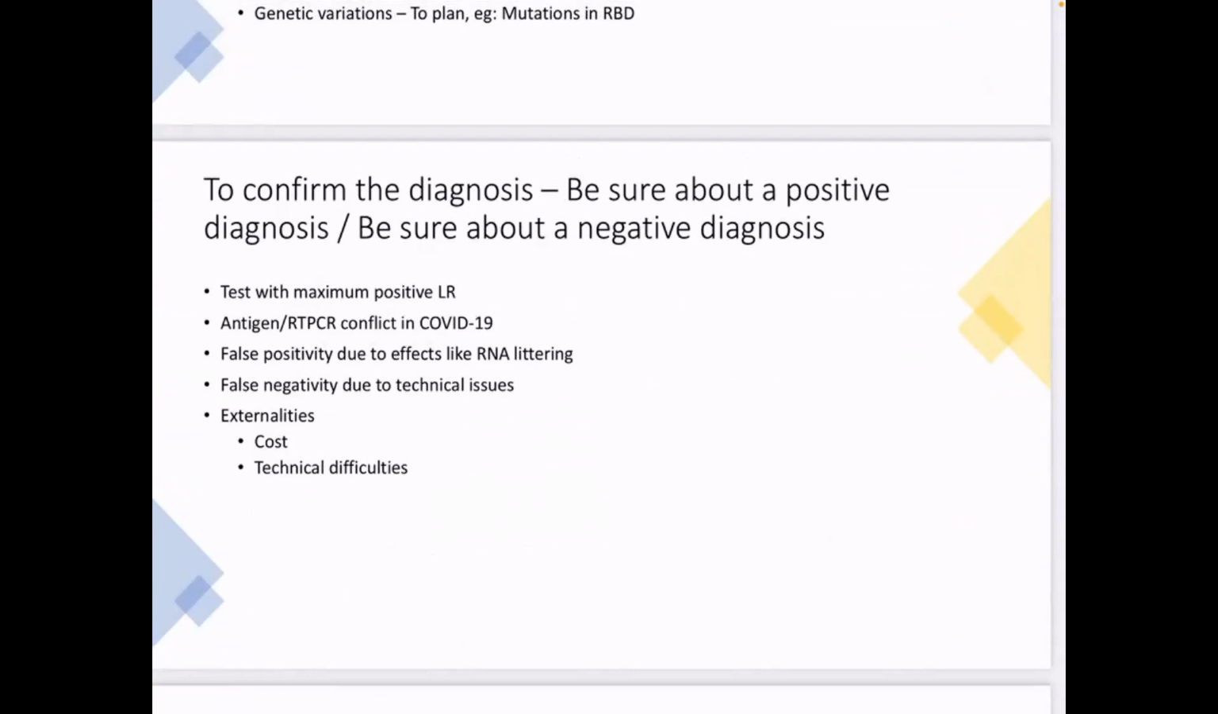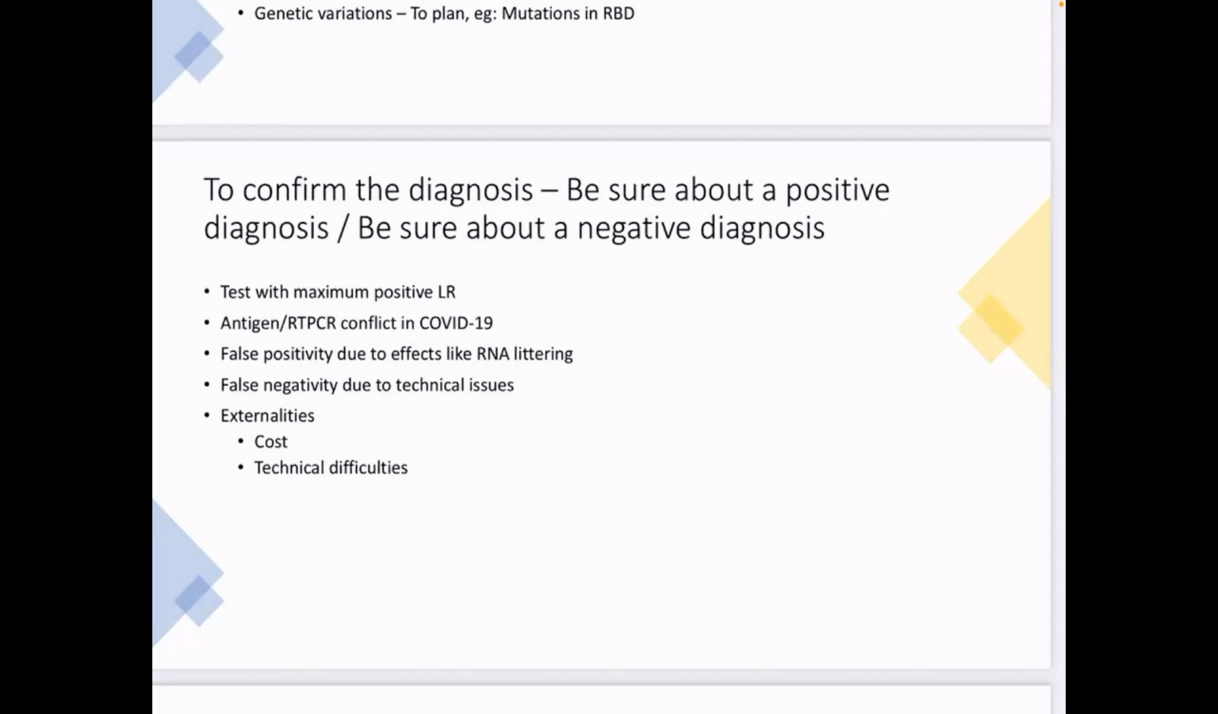Again, we have already discussed this. To confirm the diagnosis, you can be sure about a positive diagnosis, or you can be sure about a negative diagnosis. If your purpose is to confirm a diagnosis, you can be very sure about a positive diagnosis. For that, you have to use the positive likelihood ratio. The test which has the highest positive likelihood ratio will give you the confirmatory diagnosis. And if you are interested in a negative diagnosis, that means if you are interested in screening, you need a test which has a very low negative likelihood ratio. The negative likelihood ratio should be very low for a screening test. That is one point that you have to keep in your mind.